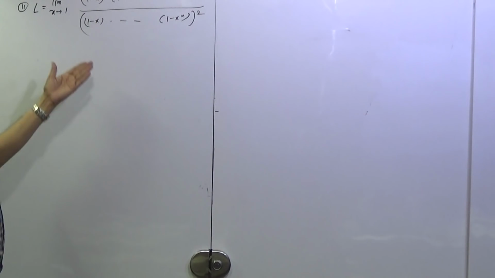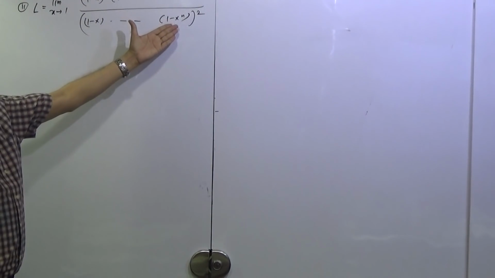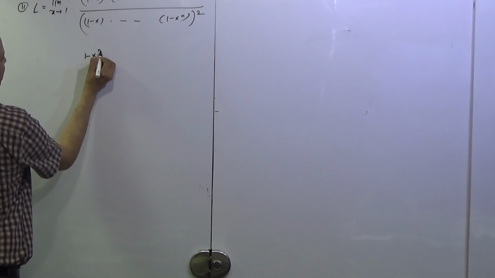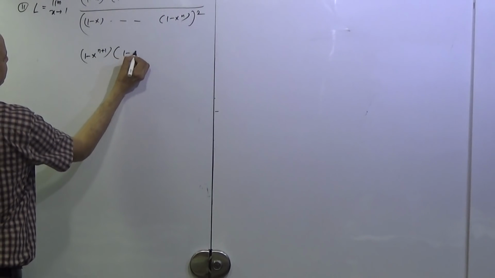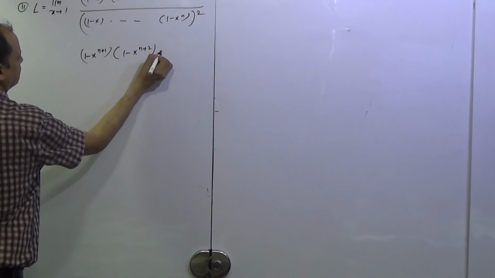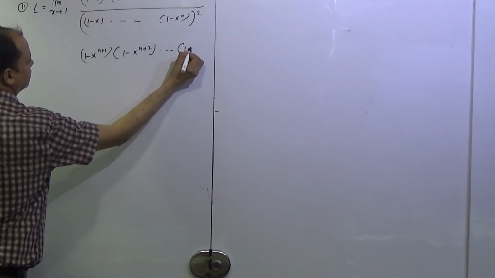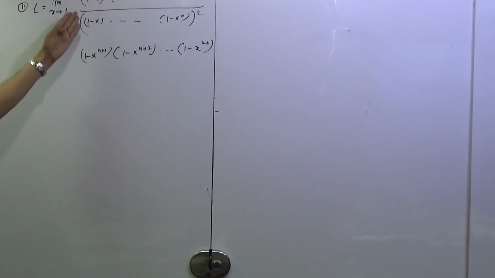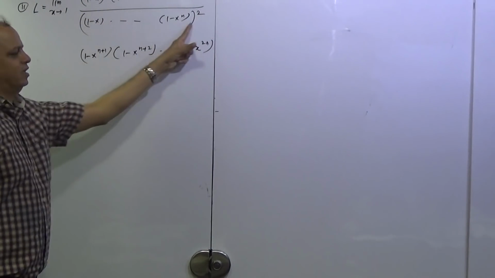You can see that in 1 minus x, 1 minus x to the power, one factor gets cancelled at all the places. Right? What is left finally? Can you please tell me? In the numerator we'll have 1 minus x to the power n plus 1 into 1 minus x to the power n plus 2, till 1 minus x to the power 2n, because all these factors get cancelled.